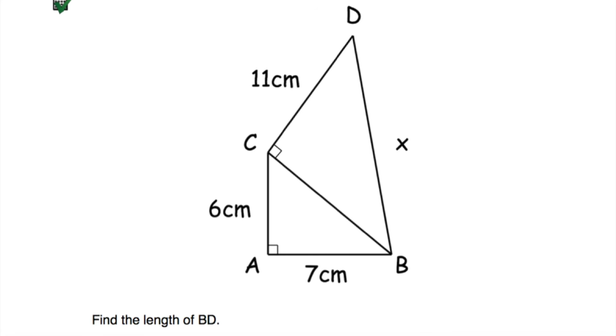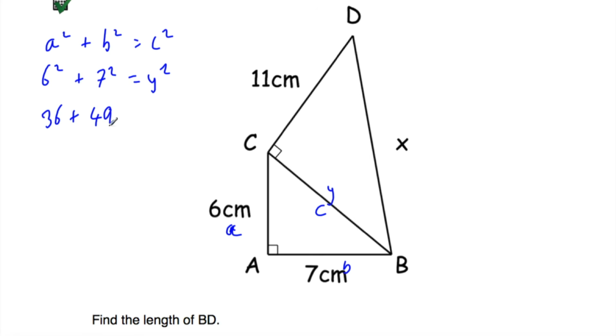So let's look at this triangle to begin with, and I'm going to use blue ink here. I'm going to label the sides: the two shorter sides A and B, and the longer side, the hypotenuse of this smaller right angle triangle, will be here, so let's call that C. Let's write down Pythagoras' theorem, A squared plus B squared equals C squared. That's 6 squared plus 7 squared is equal to C squared. I'm just going to call that Y for the moment, so Y squared. 6 squared is 36, plus 7 squared, that's 49, is equal to Y squared. And 36 plus 49 is equal to 85. So 85 equals Y squared.